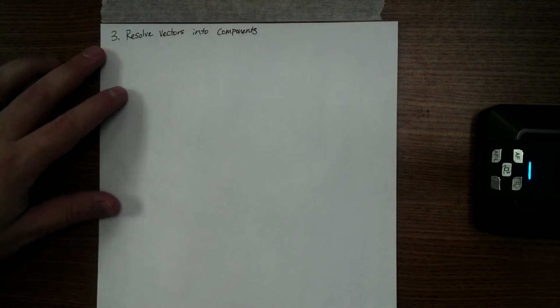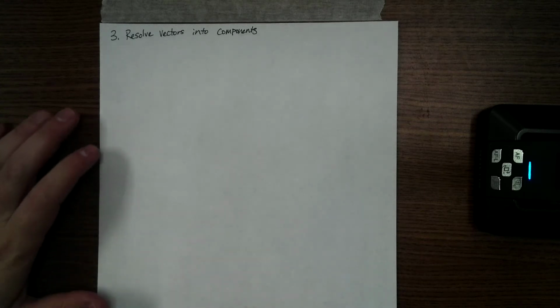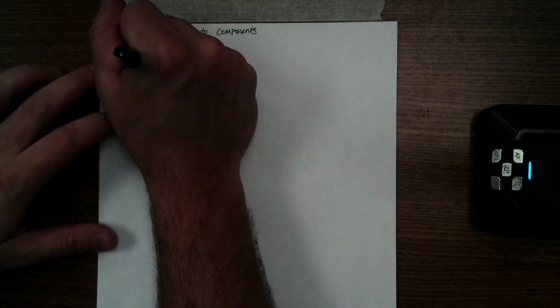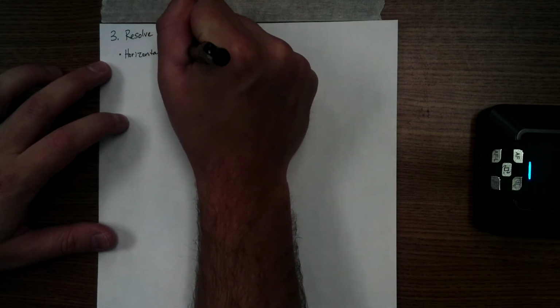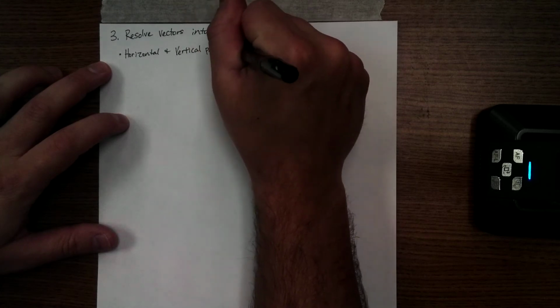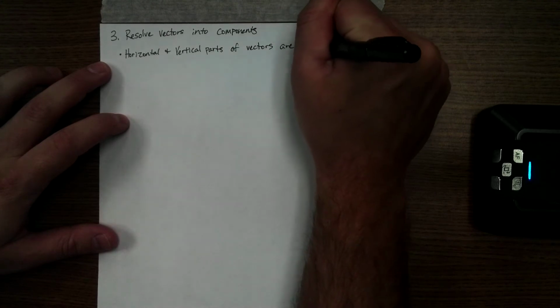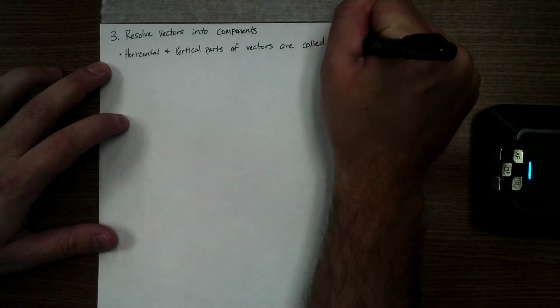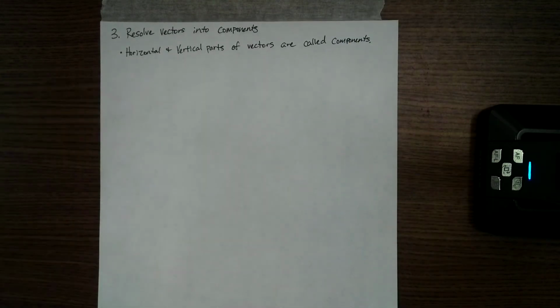All right, in 3.2 it talks about how not only do vectors have an X quality and a Y quality. Since we're talking about two-dimensional motions, they have bits of both, X and Y, all right? So horizontal and vertical parts of vectors are called components.